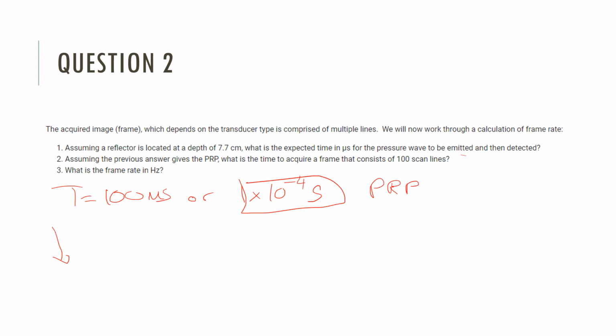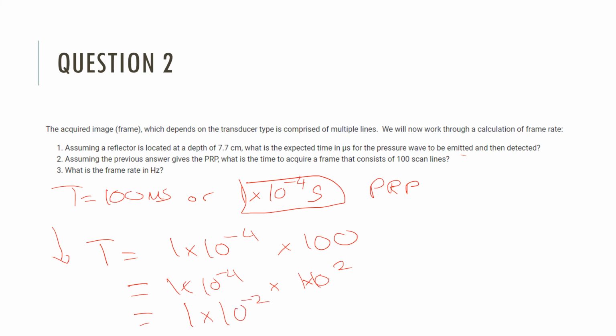Okay, so all we have to do here is actually multiply it by 100. So t equals 1 by 10 to the negative 4 multiplied by 100. Again, if you want to put in scientific notation to make things easier for you, you can say 1 by 10 to the negative 4 multiplied by 1 by 10 to the 2, which is going to give you 1 by 10 to the negative 2.